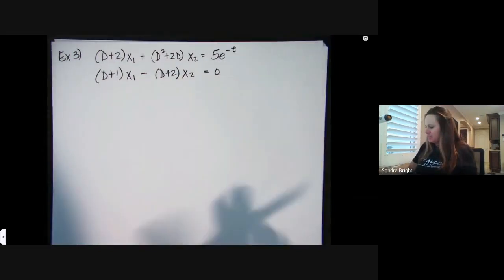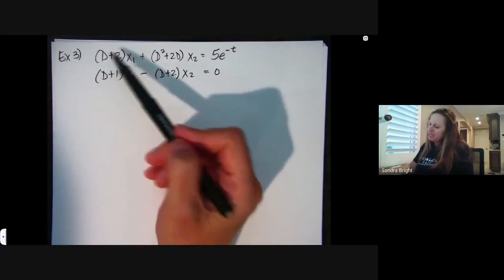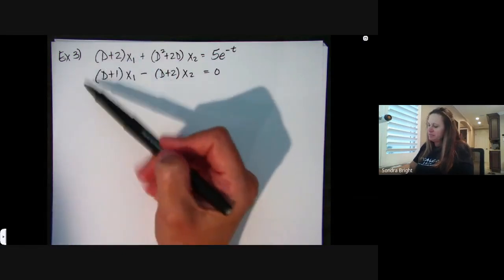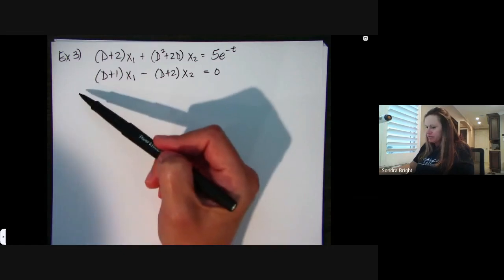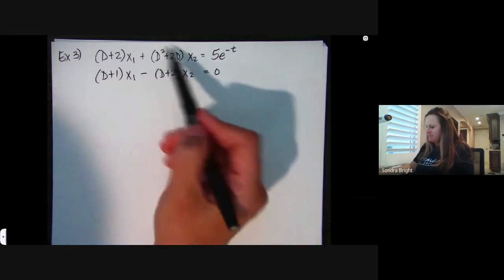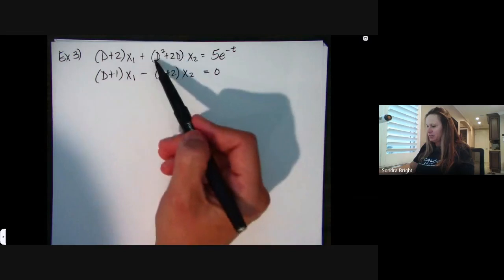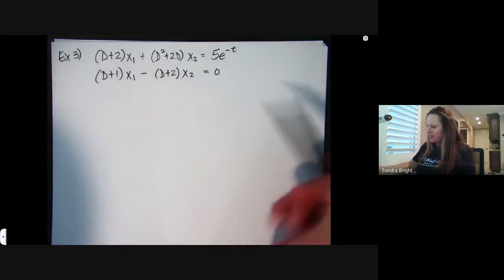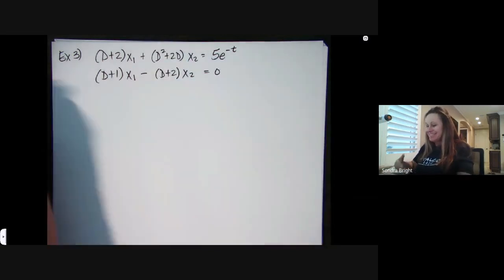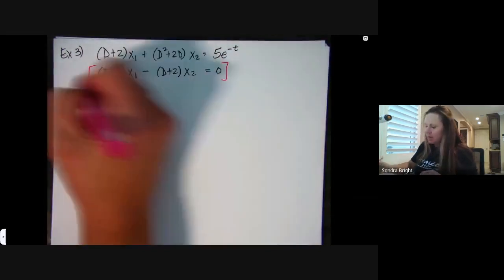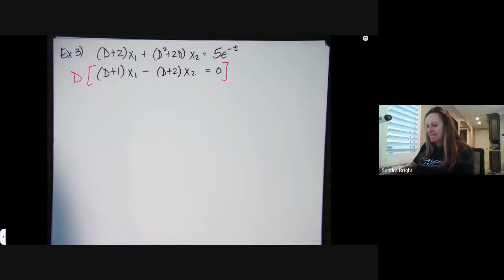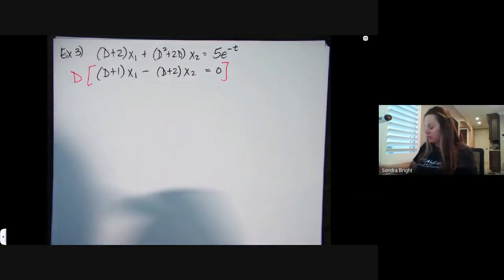So what I notice is if I tried to get rid of the x1s, you'd have to do d plus 1 on this one and d plus 2 on this one. But I notice here there's just an extra d on this first equation. So I'm going to operate on the second equation by d, and then I'll add it to the first equation.